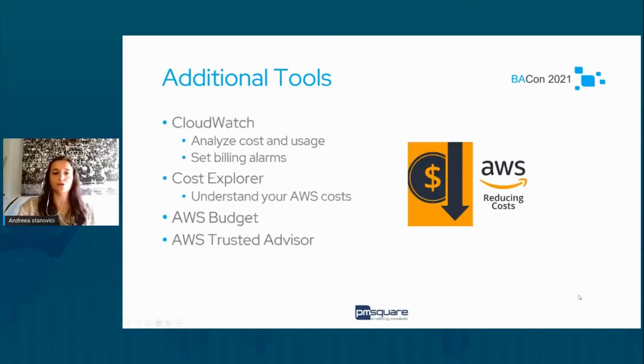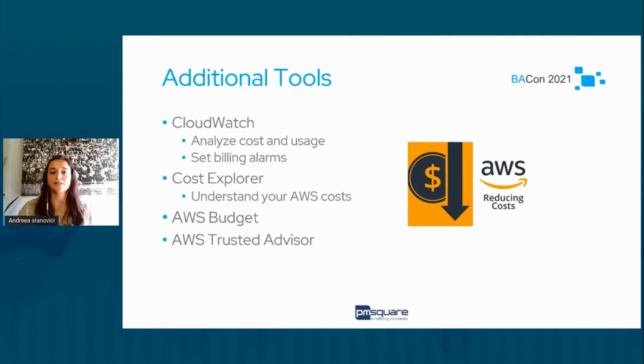Some additional tools that you also have: CloudWatch, as I mentioned, touched lightly on a little bit earlier. It provides you with data and actionable insights to monitor your applications, respond to system-wide performance changes, optimize resource utilization, and get a unified view of operational health. It allows you to create custom reports that analyze cost and usage. You can also set different alarms, such as billing alarms, and you can determine what happens when you do cross those billing alarms. We mentioned the example with Lambda.